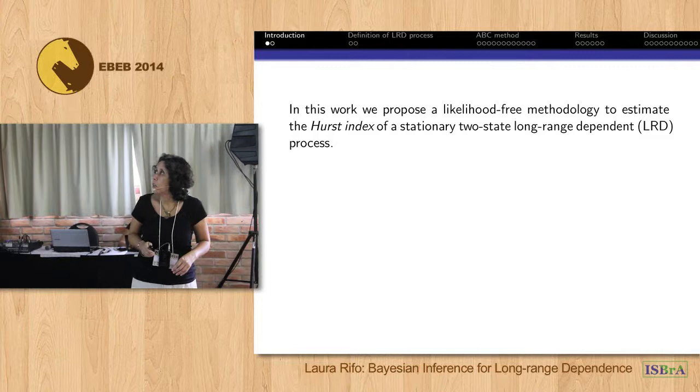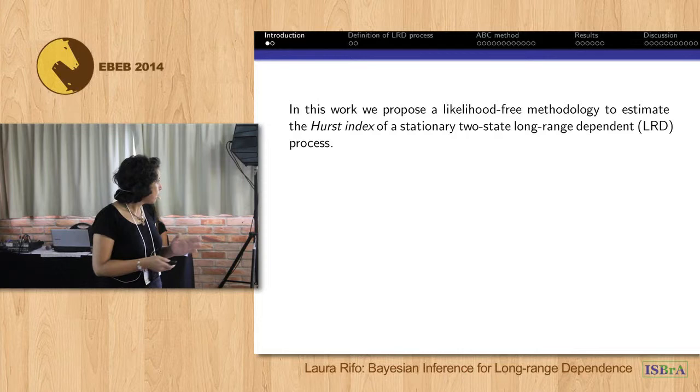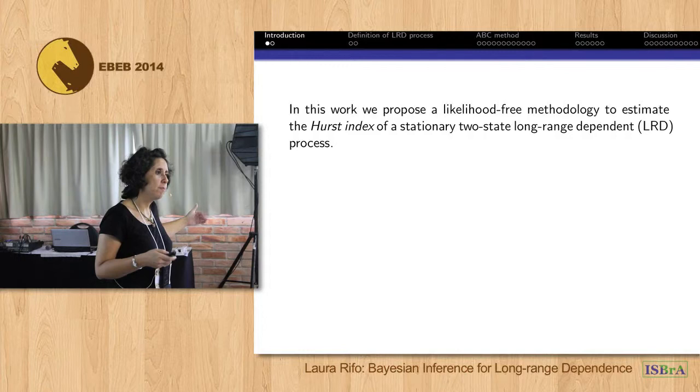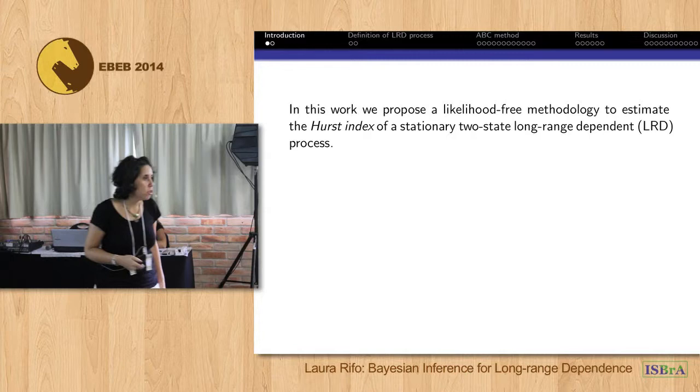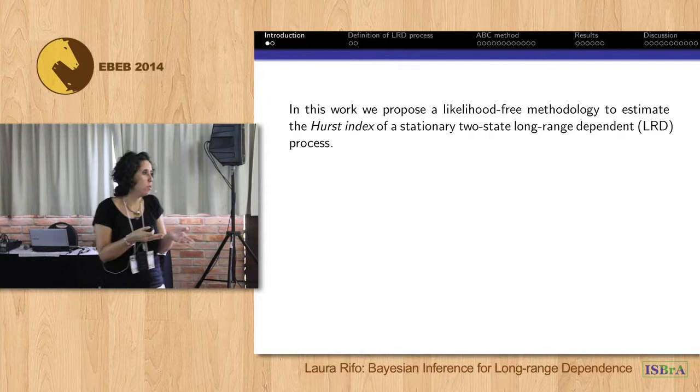The memory parameter is also called the Hurst index, and it measures how each observation in a time series depends on the past. So when we talk about a long-range dependence, we are talking that we have to look at the whole history of the process. And what you want to know is how strong is that dependence on the past.